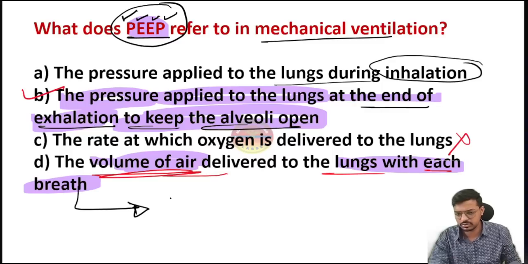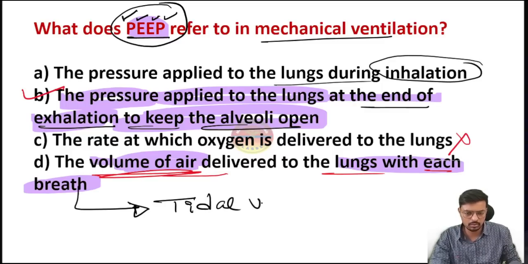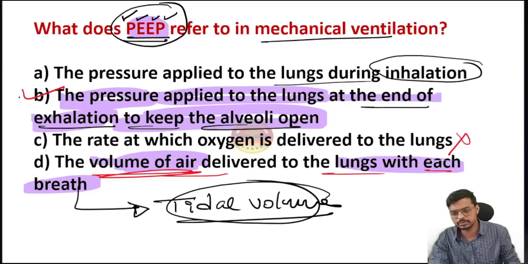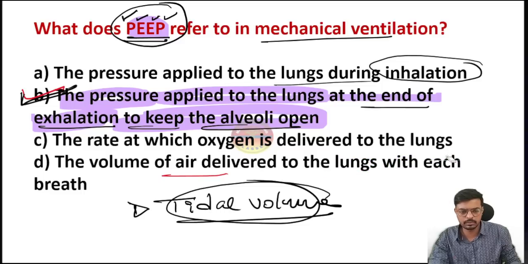Anyone wants to answer? The volume of the air which is delivered to the lung with each breath is, yes, our tidal volume, right? So option D is for the tidal volume, but the examiner is asking about PEEP, so we have to respond for PEEP. Option B is the correct answer for this particular question. Okay, hope it's clear for everyone, right?